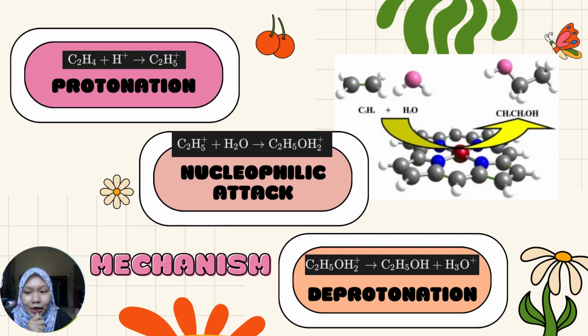The protonation step is the slow, rate determining step of the reaction due to the high energy required to break the pi bond in ethylene. Nucleophilic attack by water. A water molecule acts as a nucleophile, attacking the positively charged carbon atom in the ethyl carbocation. The nucleophilic attack leads to the formation of a protonated ethanol intermediate. This step is relatively fast compared to the protonation step.